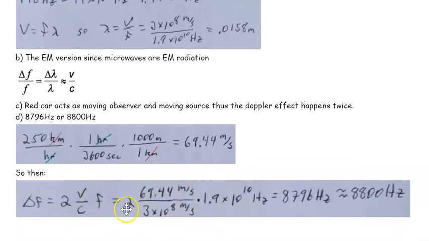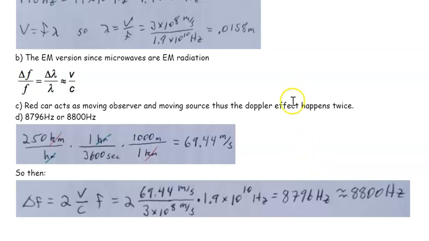So we put the 2 because it's double Doppler. We put v in meters per second. We put c, which is the speed of light, times the frequency that's being altered, the initial frequency before it got altered, and we get the change in frequency, which to do sig figs is about 88,000.